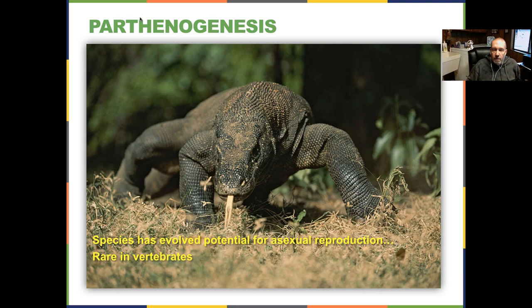But the Komodo dragon, as a survival mechanism, imagine your species is dwindling in numbers. And there aren't very many of you left, meaning a male and a female may not even find each other. In that case, again, not anything can do this, but in those kinds of rare cases, the species has retained this adaptation to be able to reproduce without the need for a member of the opposite sex.